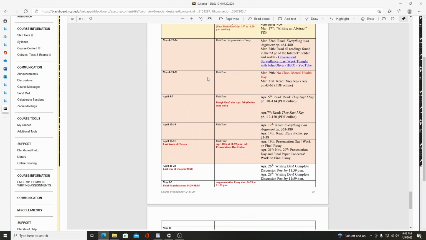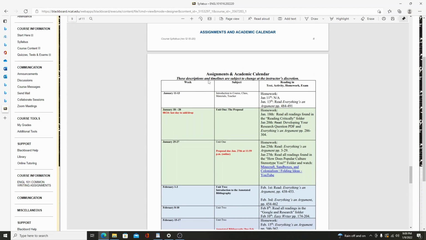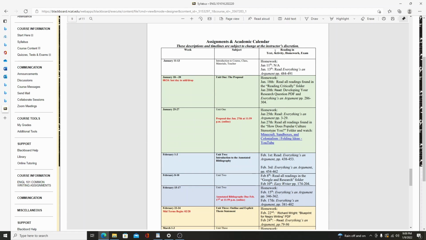Color-coded for you, so they should be easy to follow. If you look over here on the third tab, these are all the readings that we'll have done. If you take, for instance, January 13th, you're required to read Everything's an Argument, 484 to 491. That means that reading needs to be done before you come to class on January 13th. So again, when you come into class on January 13th, you have to have read that reading. And that applies to all the readings.